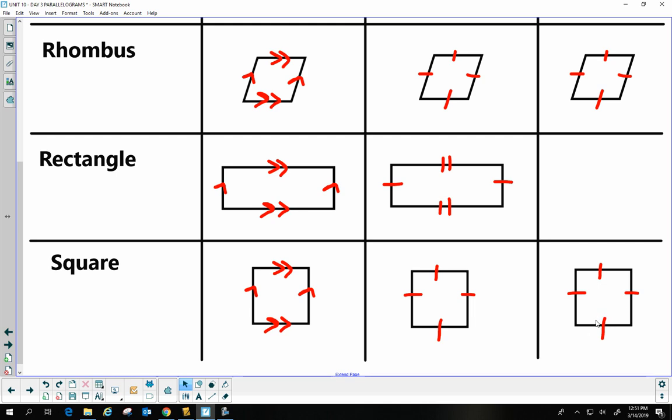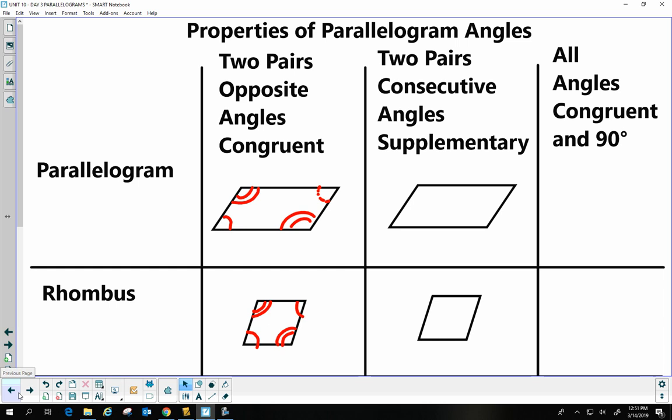At this point, a parallelogram and a rectangle have the same properties for their sides. So we need to know more about it to determine that the parallelogram is a rectangle. A rhombus and a square have all the same properties of their sides. So we need to know something more about the shape to determine if it's a square or a rhombus. That's when we assess the angles.